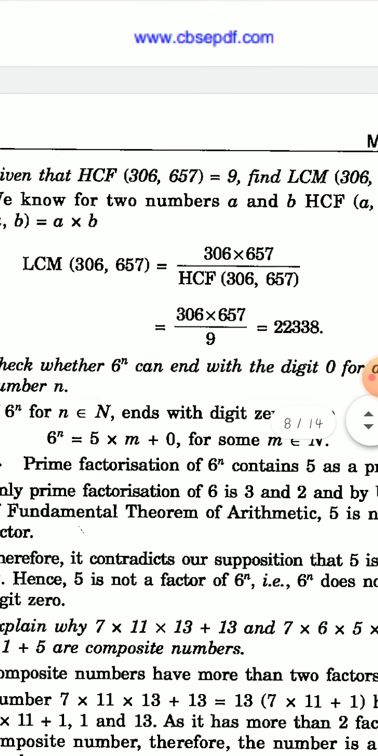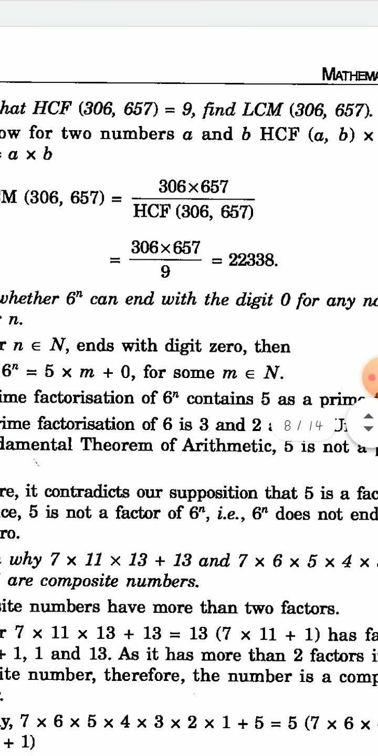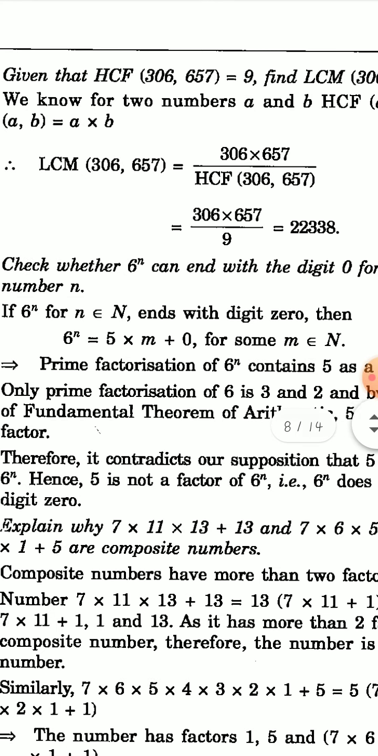Question number 5. Check whether 6 to the power n can end with the digit 0 for any natural number n. The meaning of this question is, if 6 is multiplied n number of times, can the product have 0 at one's place? The answer is no, because any number which has 0 at the one's place will be divisible by 2 and 5 both. That is the divisibility test for 2 and 5. Any number which has 0 at one's place is divisible by 2 and 5 both.